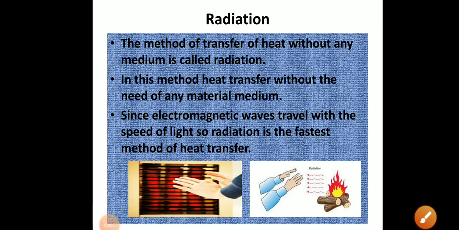Good morning, guys. In the previous video, we finished the two methods of heat transfer. The first was conduction and the second was convection. Now we are moving toward the third one, which is called radiation.